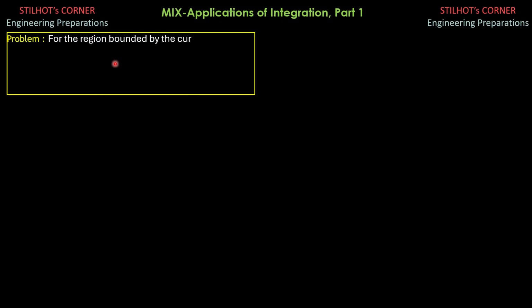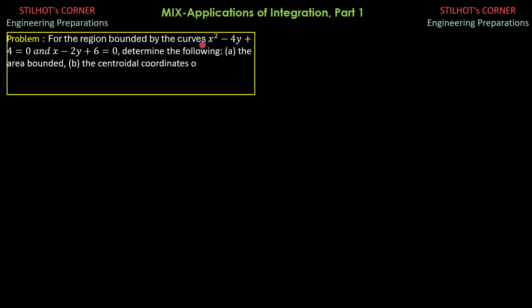So for the region bounded by the curves x squared minus 4y plus 4 equals 0, which is a parabola open upward, transform this to the standard form to locate its vertex so that you can sketch the graph. This is a line, so it's no longer a problem supposedly. So determine the following: the area bounded, the centroidal coordinates of area, and the volume generated when the area is revolved about the x-axis.